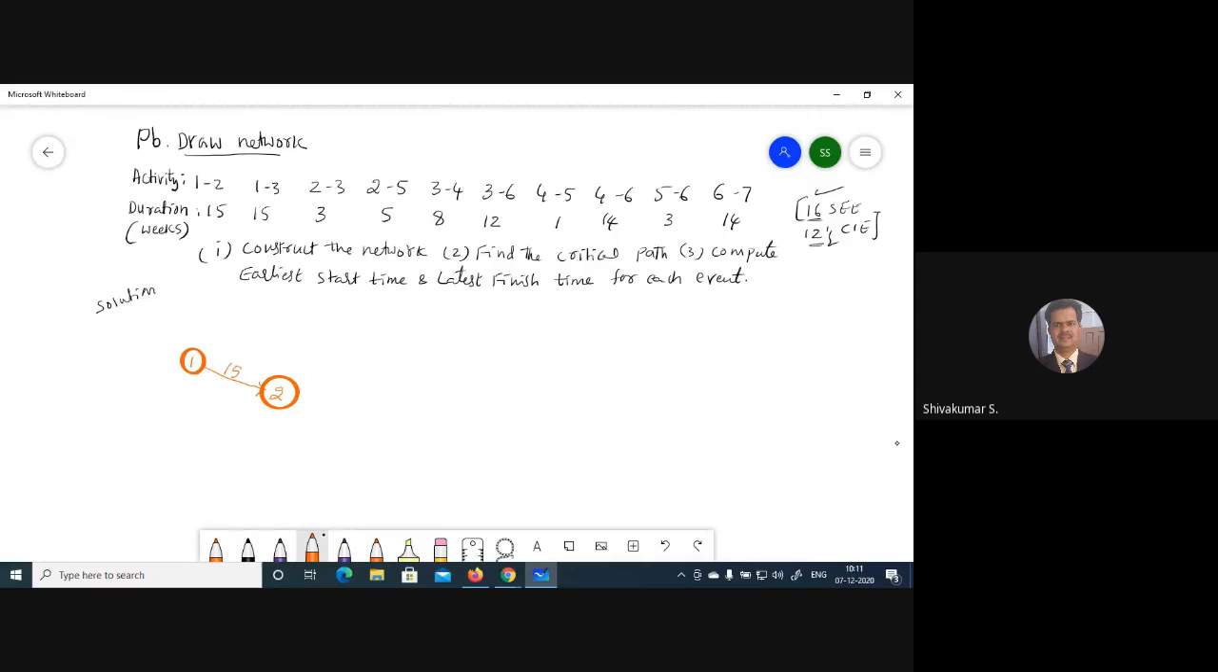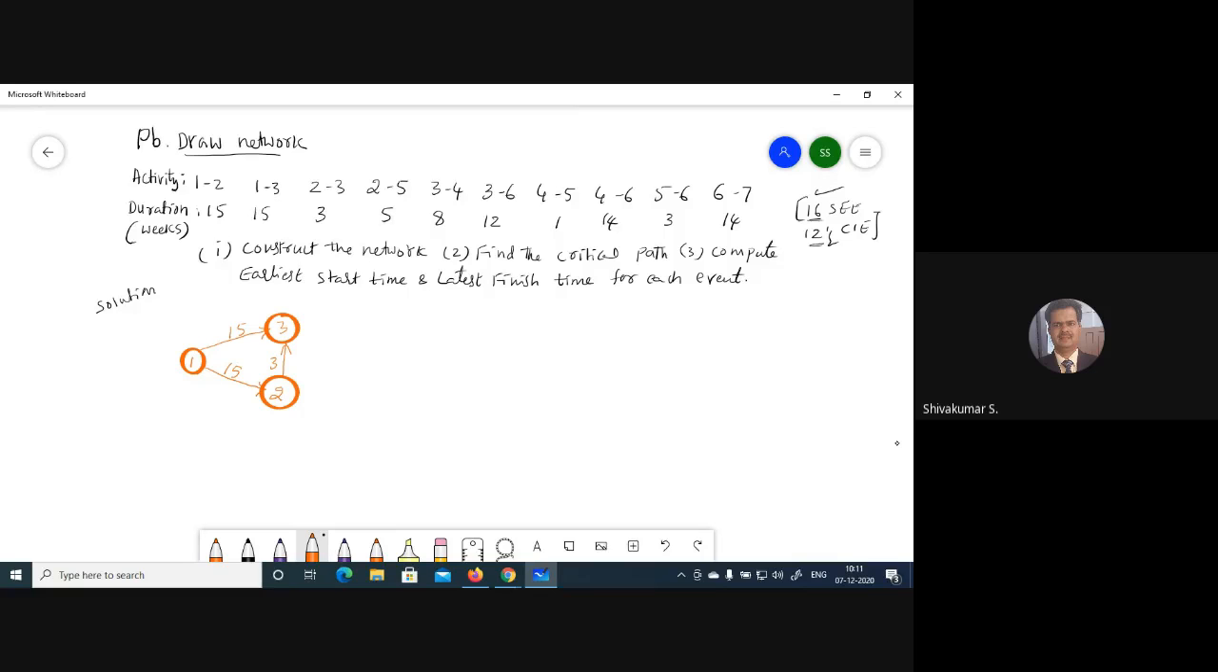Next, 1 to 3 is there. One more here, so I'm going to write the third event. 1 to 3 event requires 15 weeks to complete. 15 weeks, 1 to 3. Next, you have 2 to 3. So just connect here 2 to 3 event. It requires 3 weeks to complete. Next, you have 2 to 5.